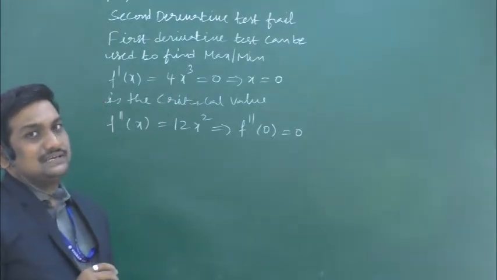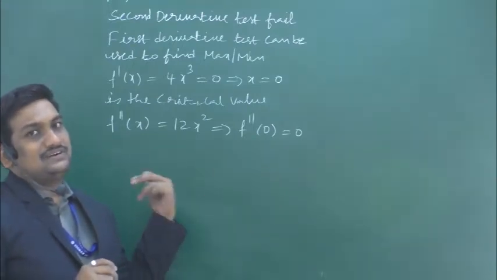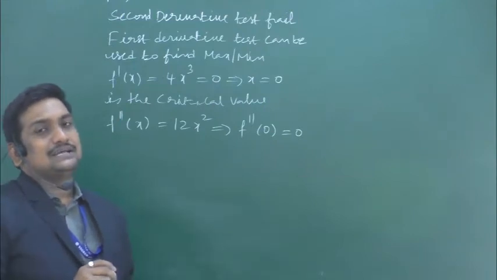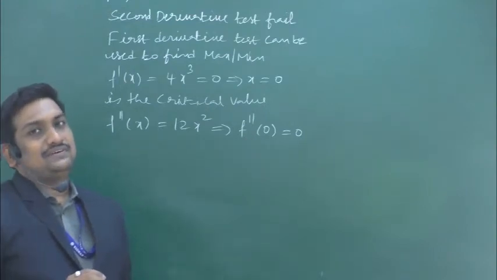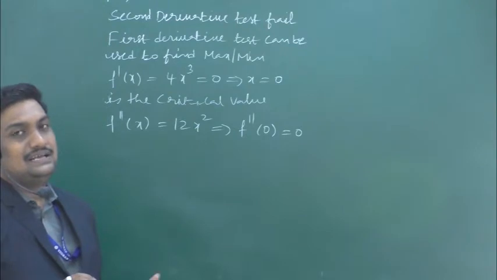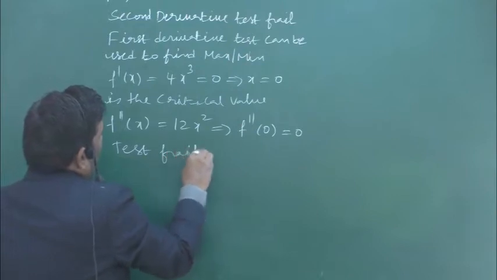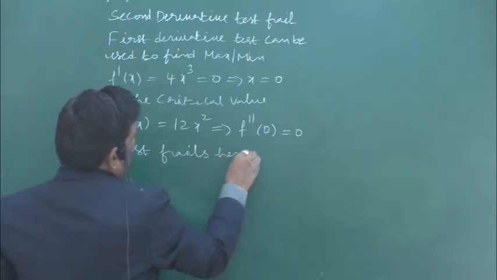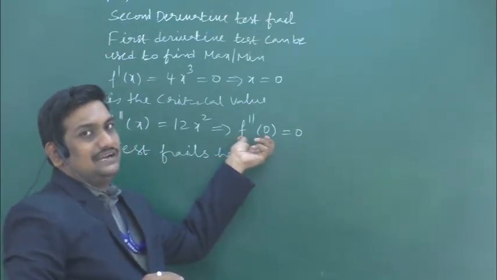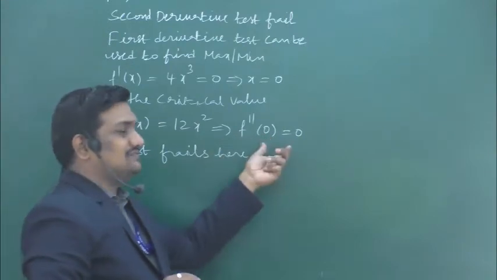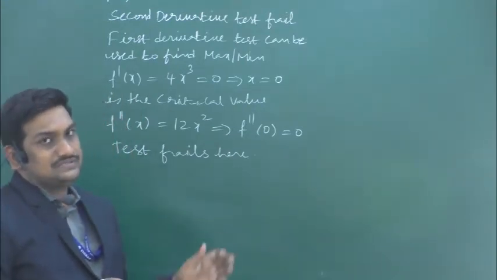According to the second derivative test, if the second derivative value evaluated at some x value is positive, then function has minimum. If it is negative, then function has maximum. Since the second derivative value is 0, you cannot say whether the function has maximum or minimum. That is, the test fails here to determine maxima or minima of the given function. So if this value is positive, function has minimum; if negative, maximum. But here the second derivative value is 0, so you cannot say about maximum and minimum, so the test fails here.